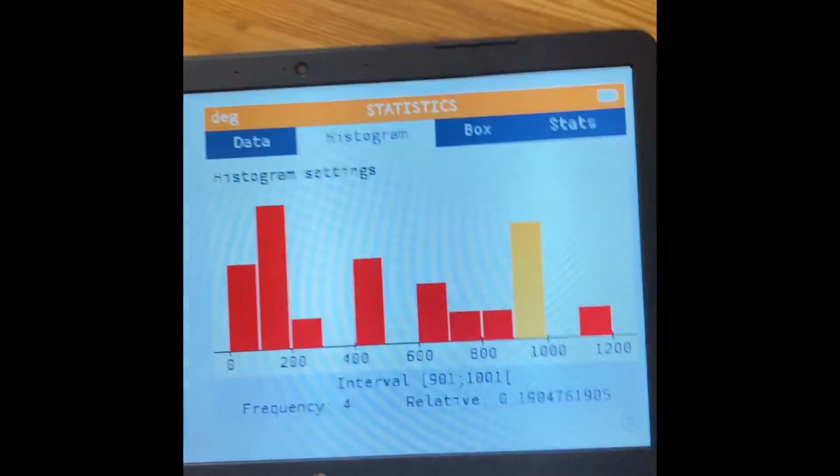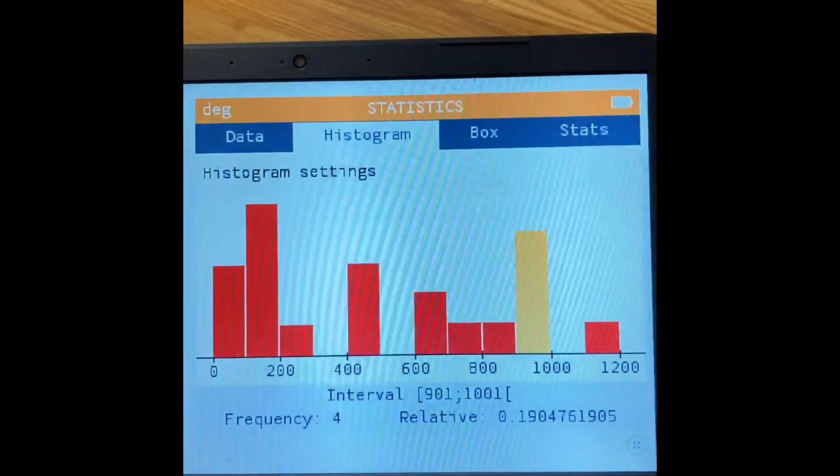So here is an example of what a histogram looks like.